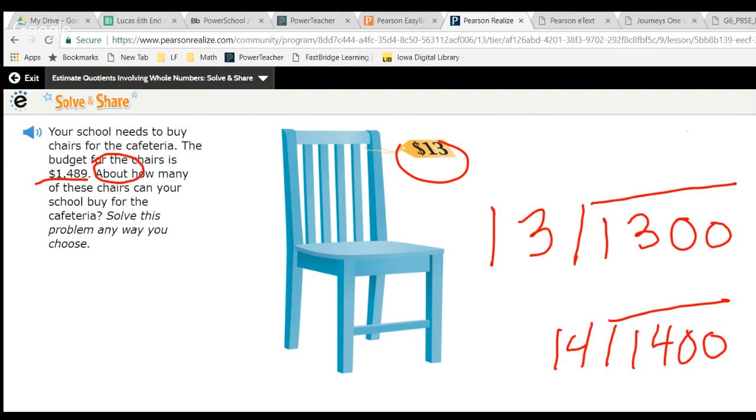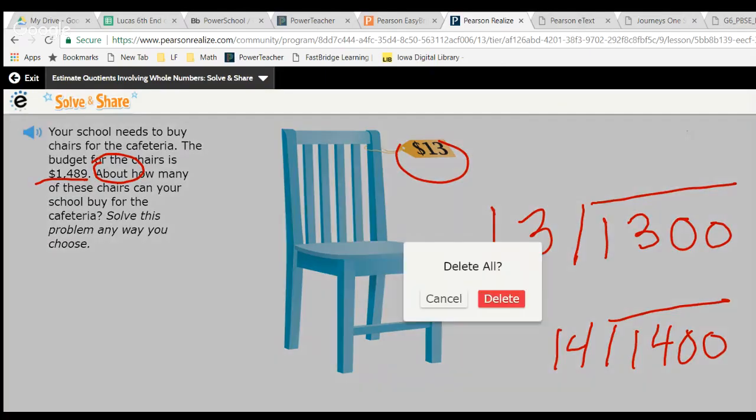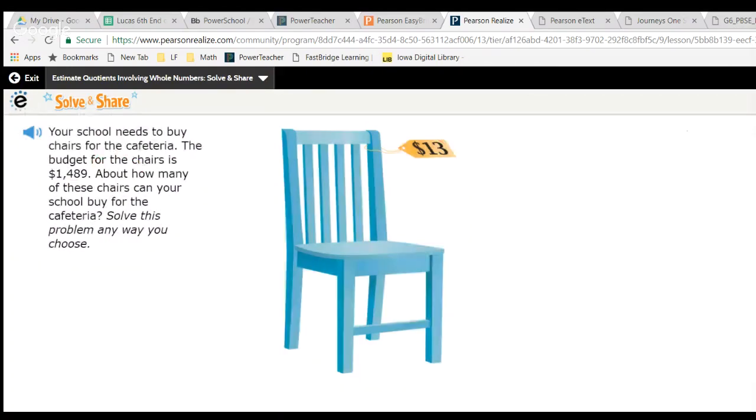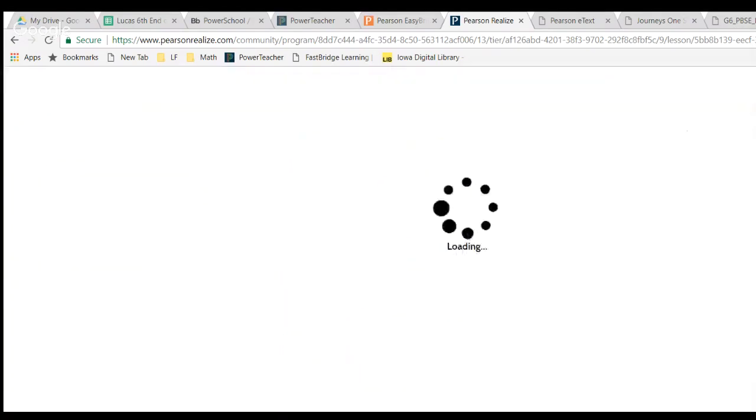Not everyone is going to do an estimate the same unless we specifically say you need to estimate to the nearest whole number, the nearest tens. When we're asking you to do compatible or friendly numbers, those can be different for different people. Let's go ahead and take a look at our video.